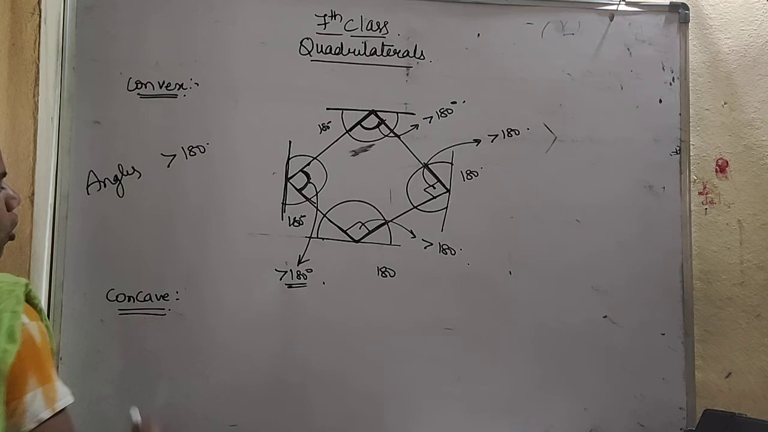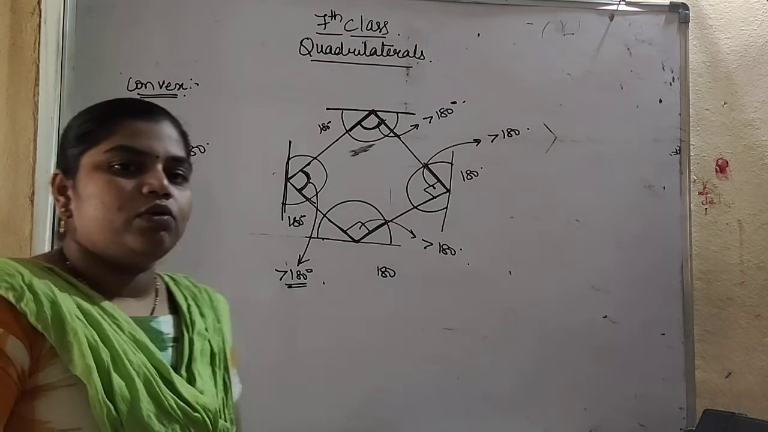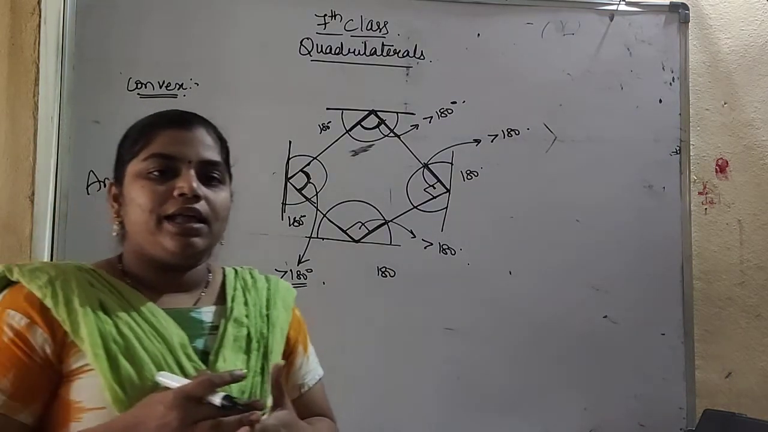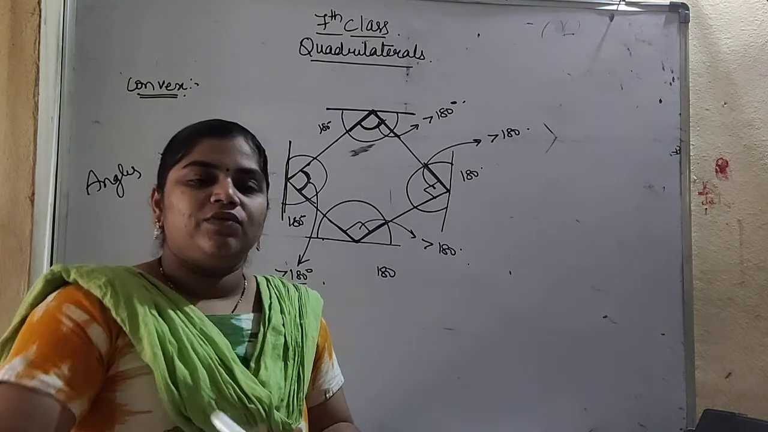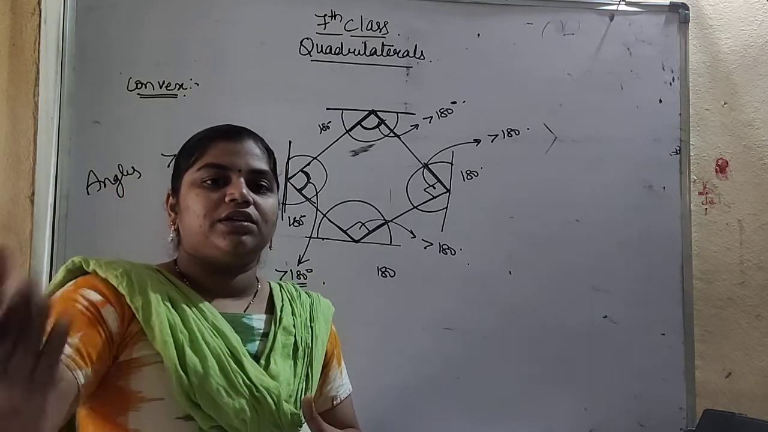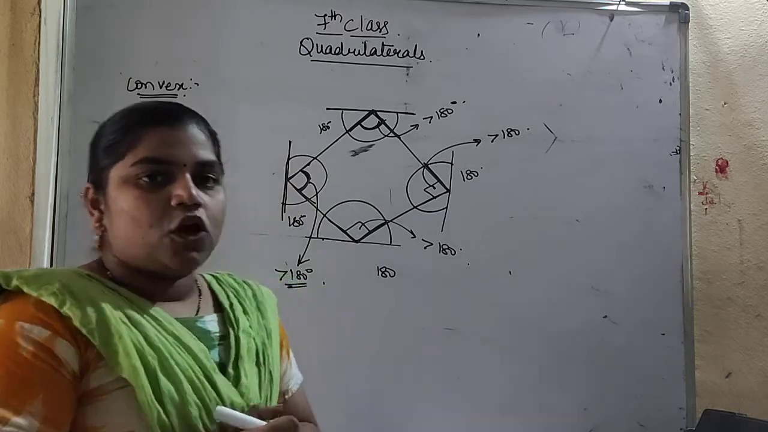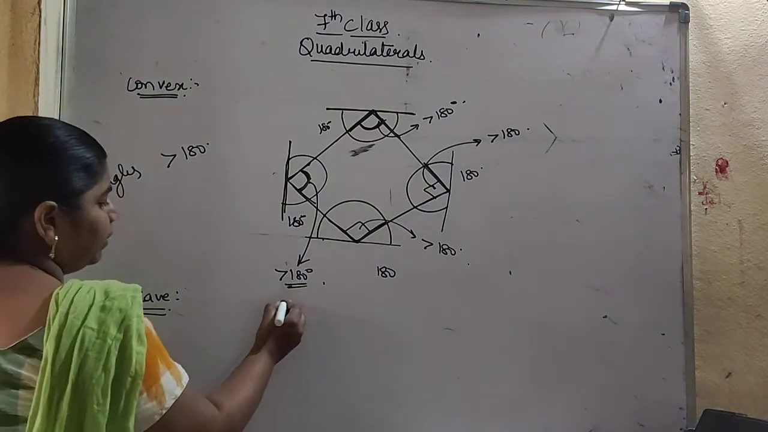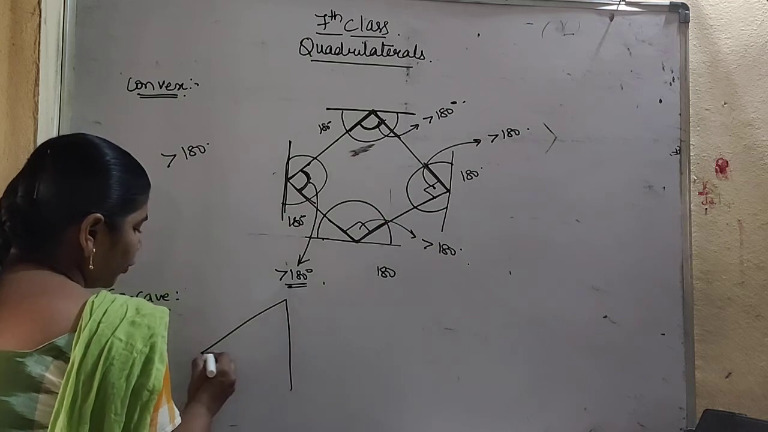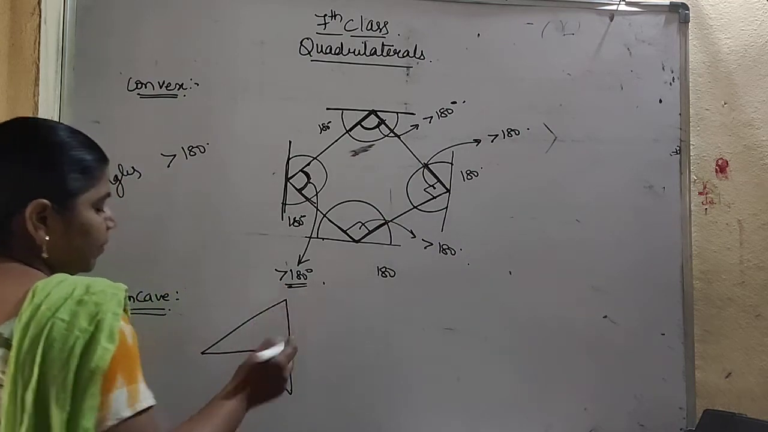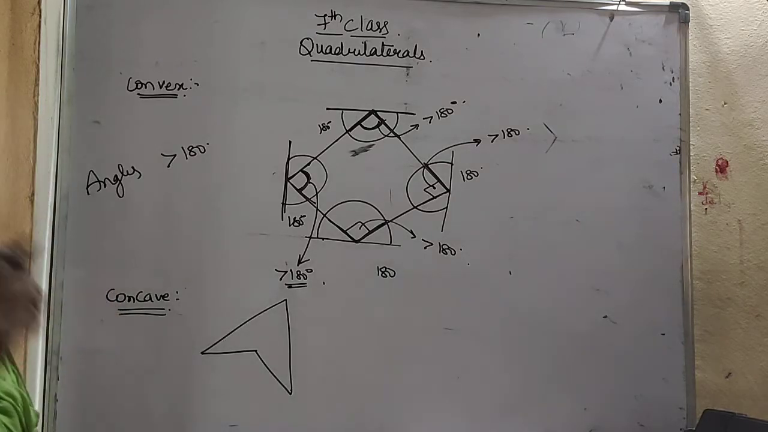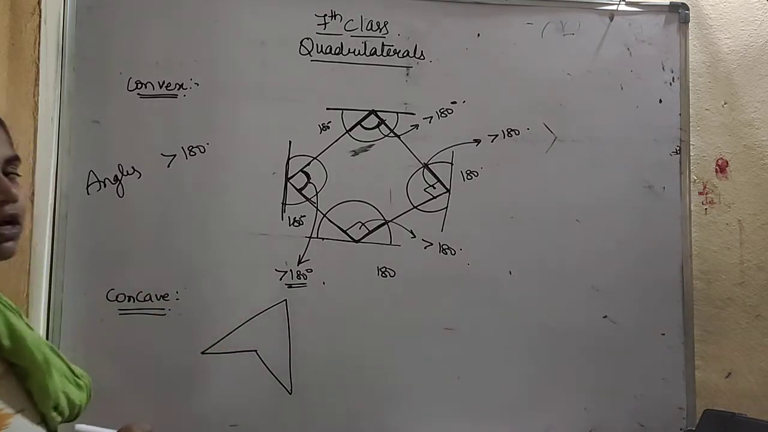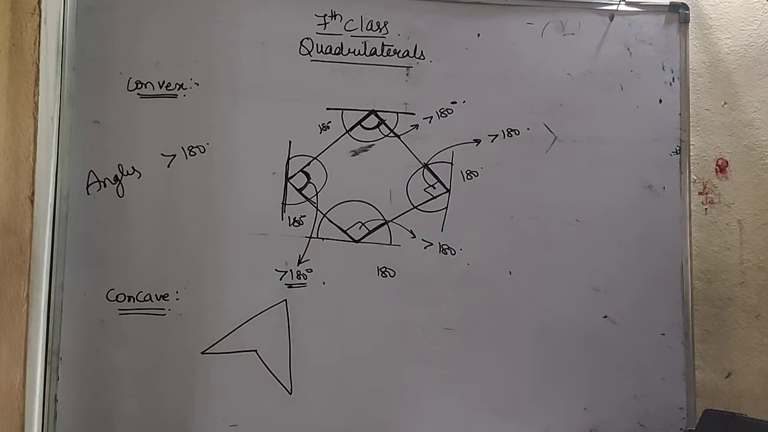What do you mean by concave quadrilateral? Concave quadrilateral means one angle will be greater than 180. If one angle is greater than 180, we will call it a concave quadrilateral. So I am taking one figure here. This is a quadrilateral because it is formed with 4 line segments and it is a closed figure also. That's why I am calling it a quadrilateral.